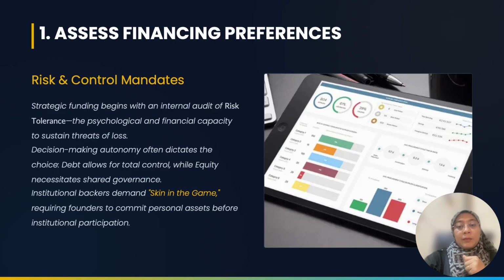Let's say if the potential loss of assets keeps you awake at night, the possibility of high leverage might be a poor fit for your company. And you have to remember that institutional backers always look for skin in the game, which means they demand your own capital before they risk their investment on your company.